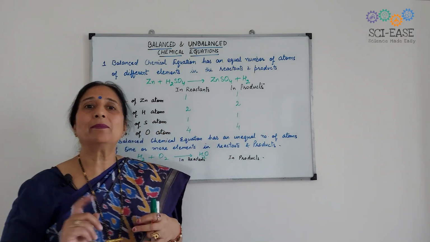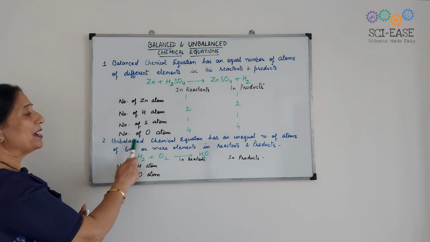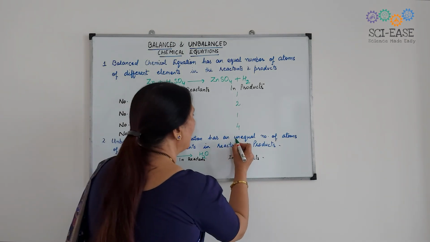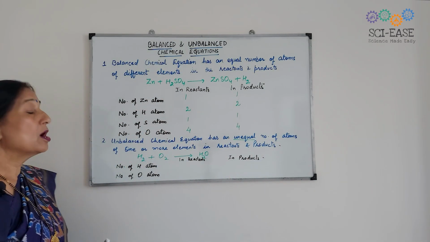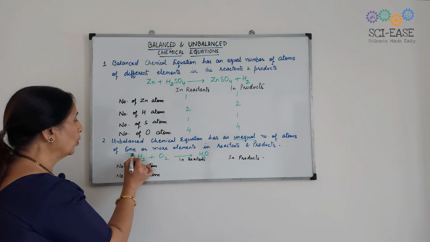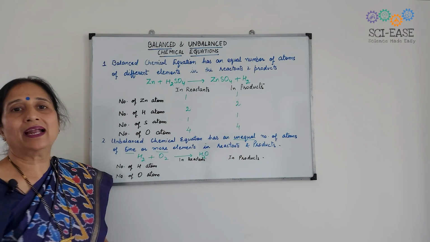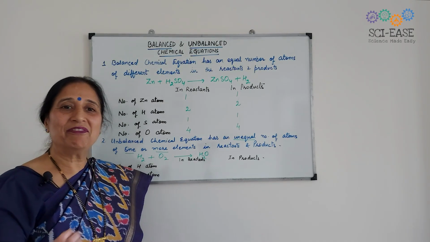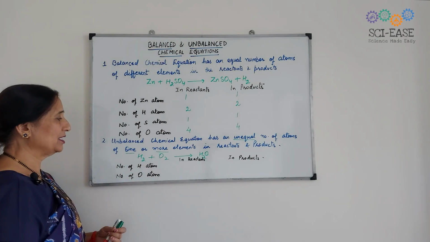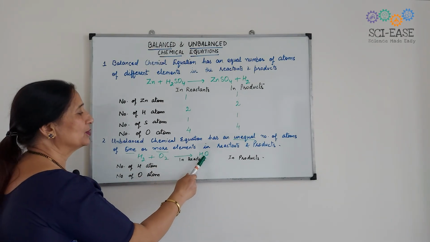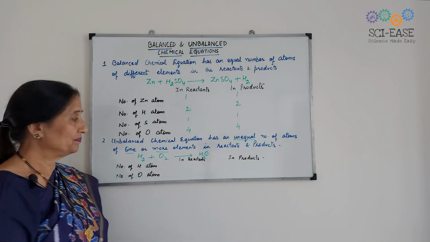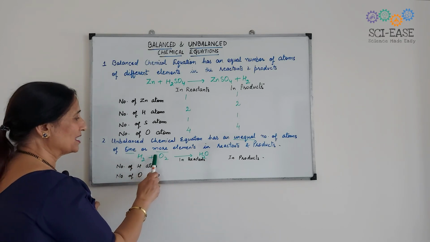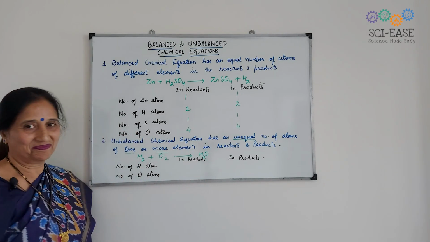So what do we mean by unbalanced chemical equations? An unbalanced chemical equation has an unequal number of atoms of one or more elements in the reactants and the products. For this, we will take a very simple equation, H2 plus O2 forming H2O.